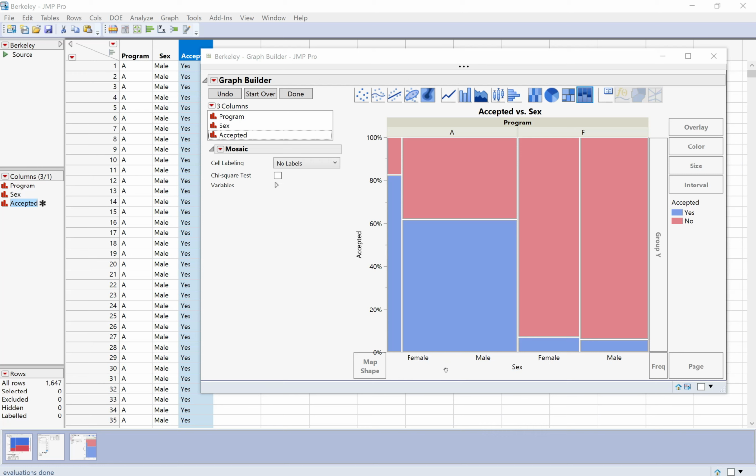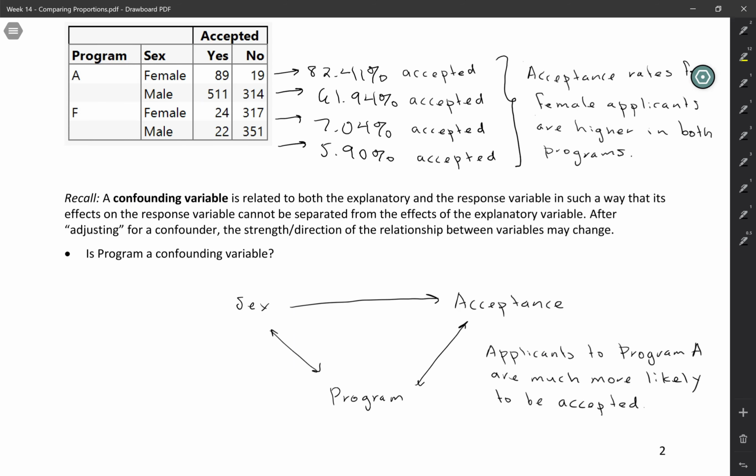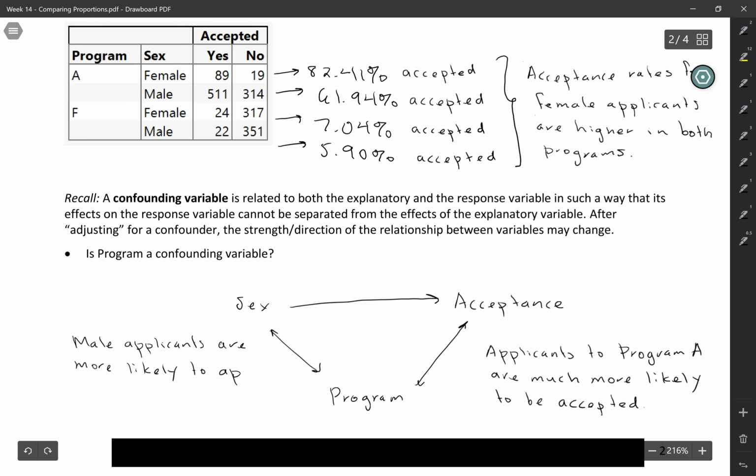So here we're not looking at the heights of the bars, we're looking at the widths of the bars to see how the sample sizes are different for males and females. Looking at program A, we can see that the bar for male is much wider than the bar for female. So that's telling us that most people who apply for program A are male. Whereas when we look at program F, it looks pretty even, about the same number of male and female applicants. So there is an association between sex and program because male applicants are more likely to apply to program A. Knowing that somebody is male helps you to predict which program they're going to apply to.